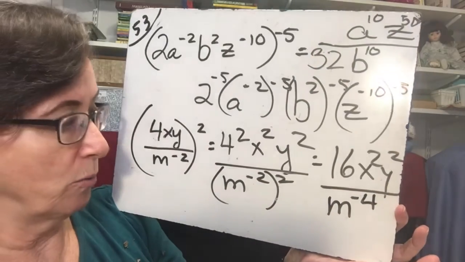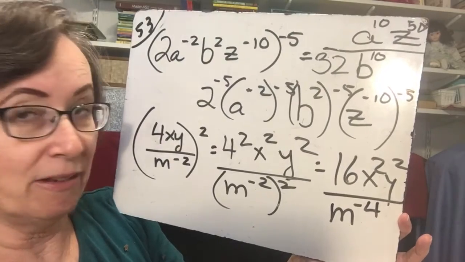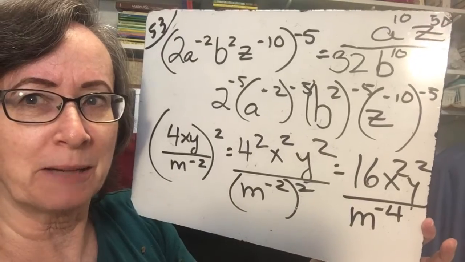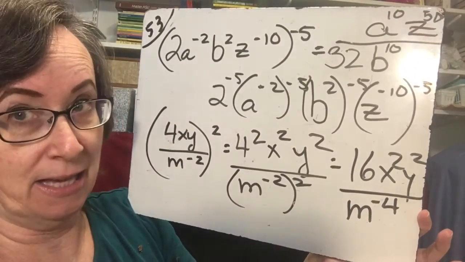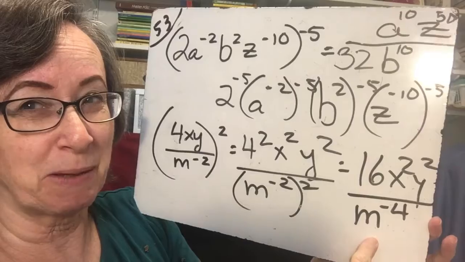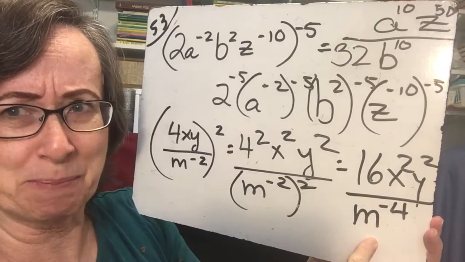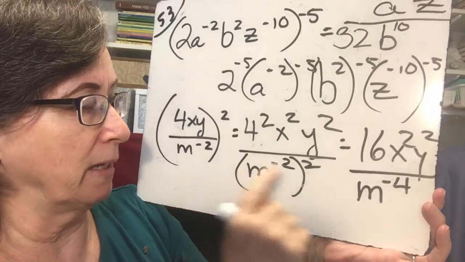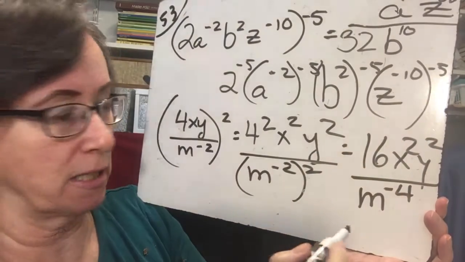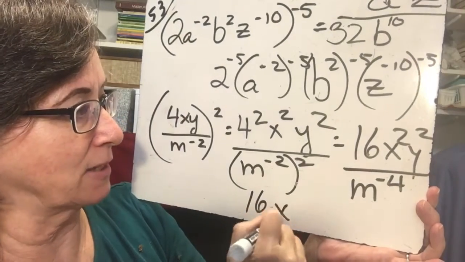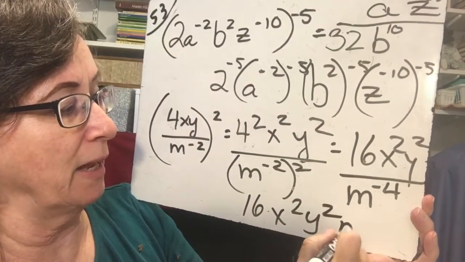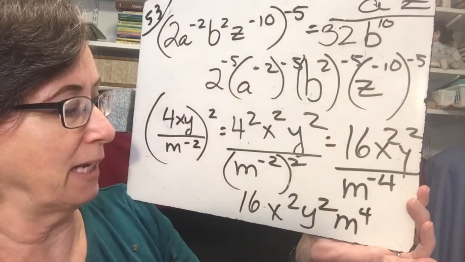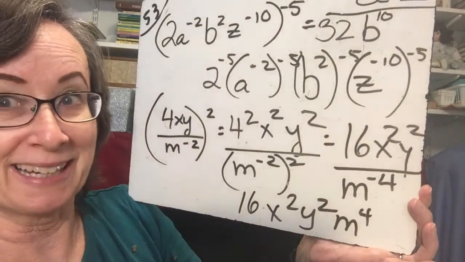Okay, so if we're going to leave, in either case, shouldn't we move that 4 upstairs, m to the 4 upstairs? Because I have a negative exponent in the denominator, which is not desired, and it would not work either way we did it. So let's change it. Let's go ahead, 16x squared y squared m to the 4th going upstairs. And now since we have nothing in the denominator, this would be a perfectly good way to leave it.